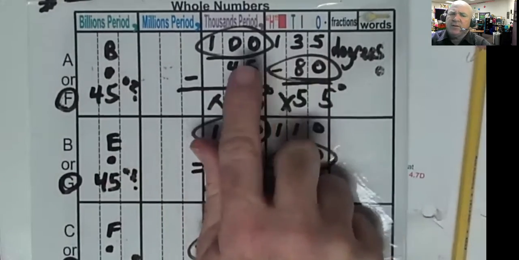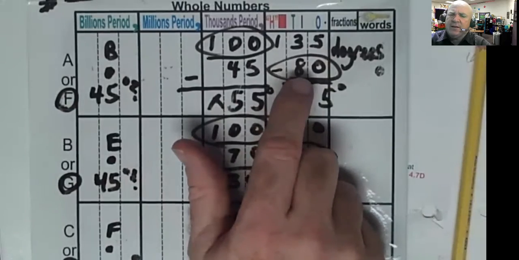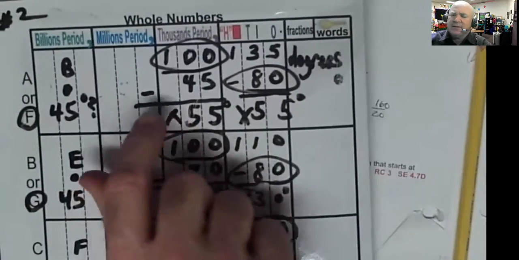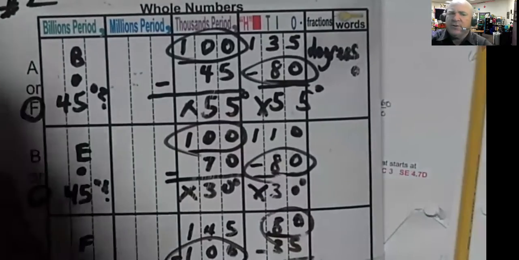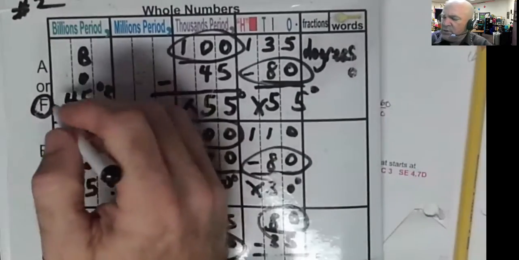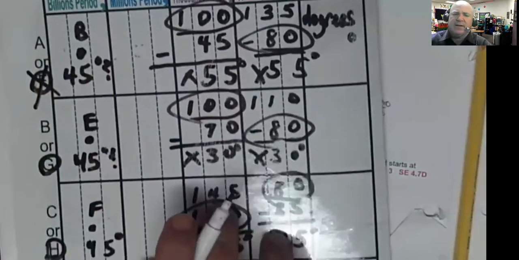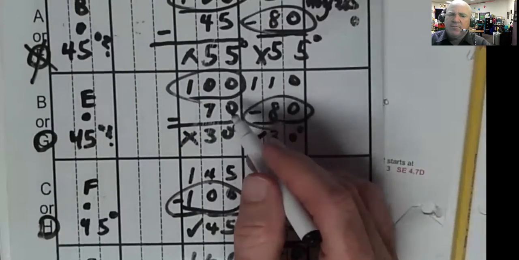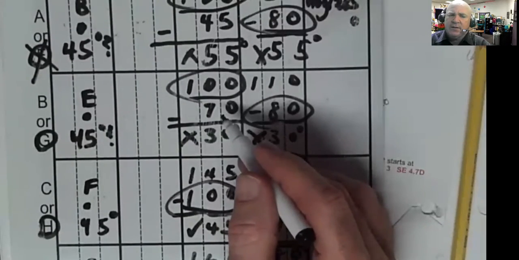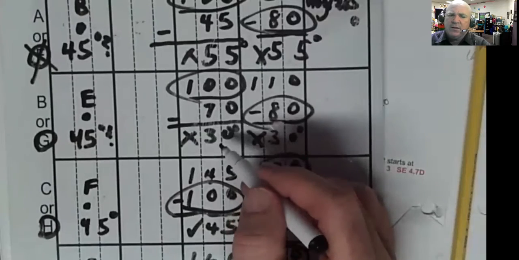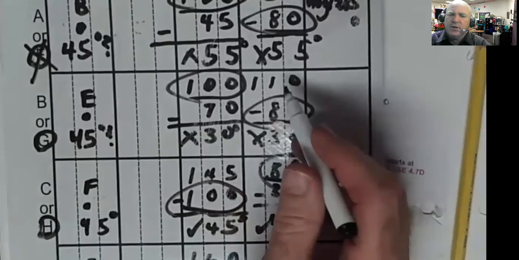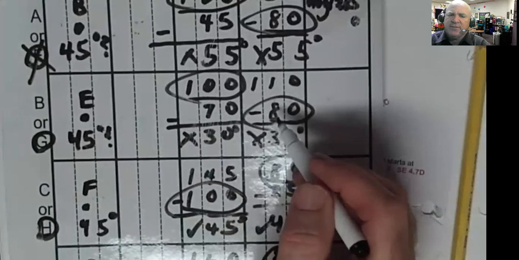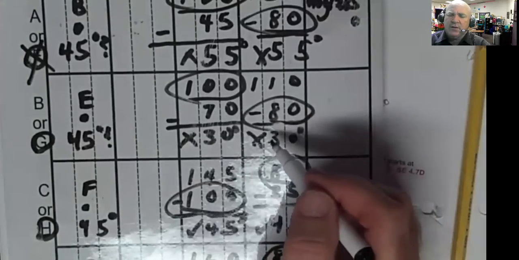135 degrees that B was, minus the 80, our starting point, is 55 degrees. Since that's not the same as 45 degrees, we are going to eliminate letter F. Our starting point of 100 minus the 70 that was E is 30 degrees. 110 minus our starting point of 80 is 30.